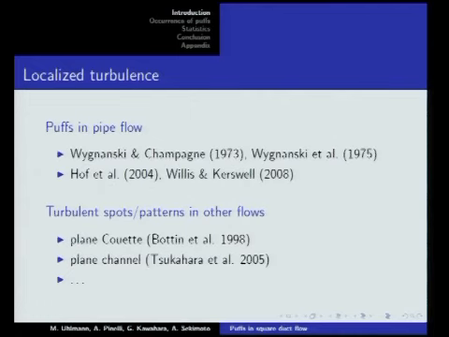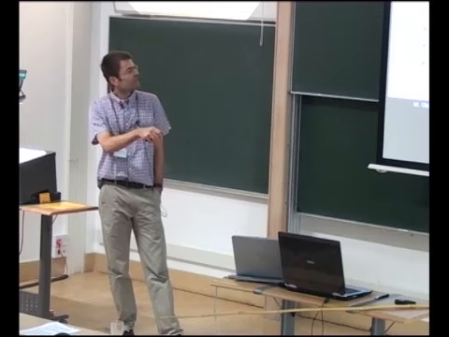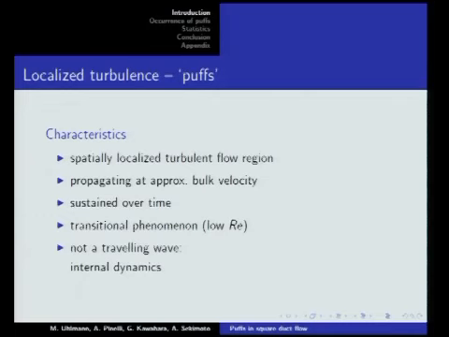But here we are more interested in lower Reynolds numbers, where localized turbulence appears. Since pipe flow is perhaps the most similar to duct flow, that is what we concentrate on to compare our results. The term turbulent puff was, as far as I know, defined by Wygnanski and co-workers in the 70s. These studies have been taken up more recently, also numerically, by Willis and Kerswell. I think in this conference there are going to be a number of other talks on localized turbulence, turbulent spots, and also patterns in other flow configurations, such as plane Couette and plane channel flow.